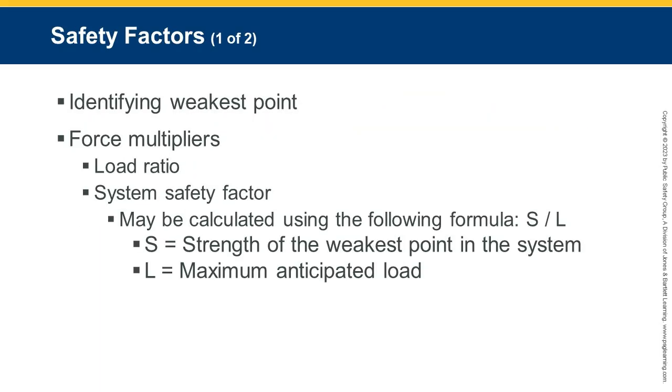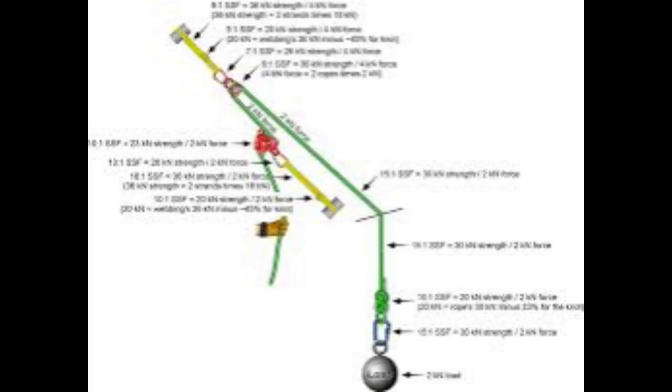Let's talk about safety factors. Basically, this is all about knowing your system's limits. First, you need to identify the weakest point in the system. Every rope, knot, and piece of gear has one. That's where the math starts. Then, compare that weakest point to the maximum anticipated load it will see. That's your safety check.